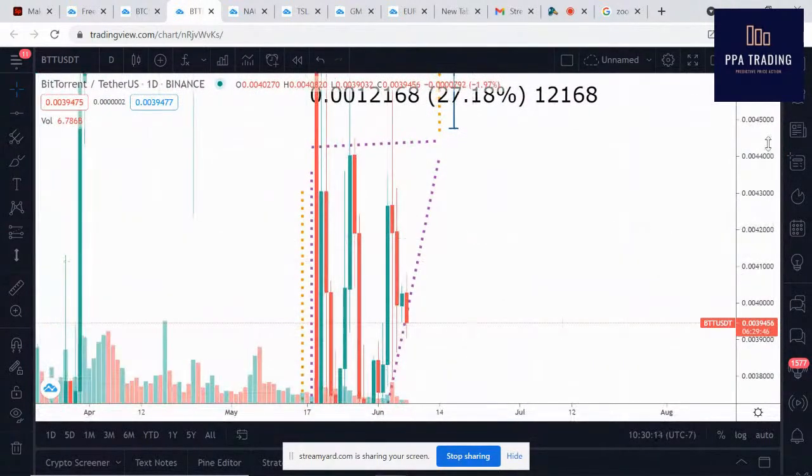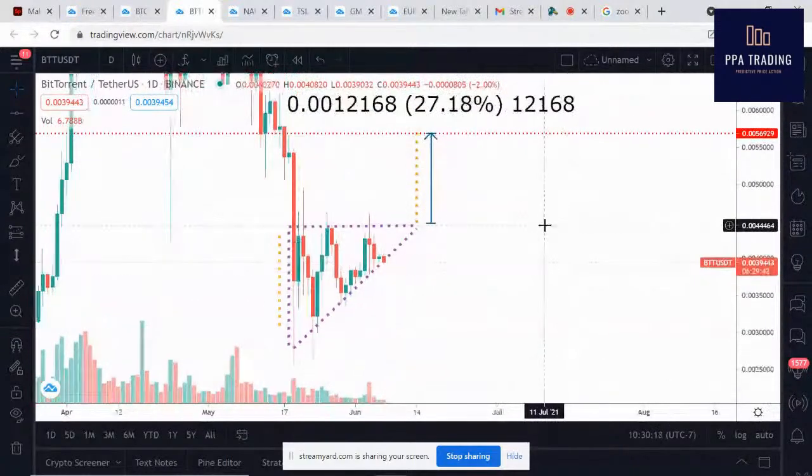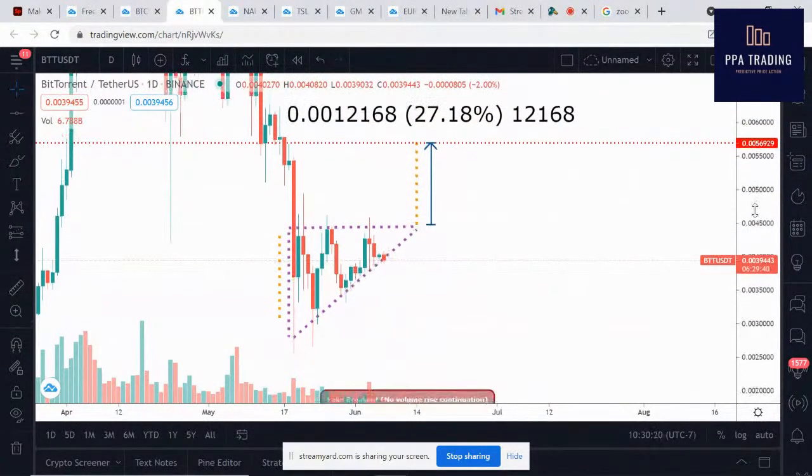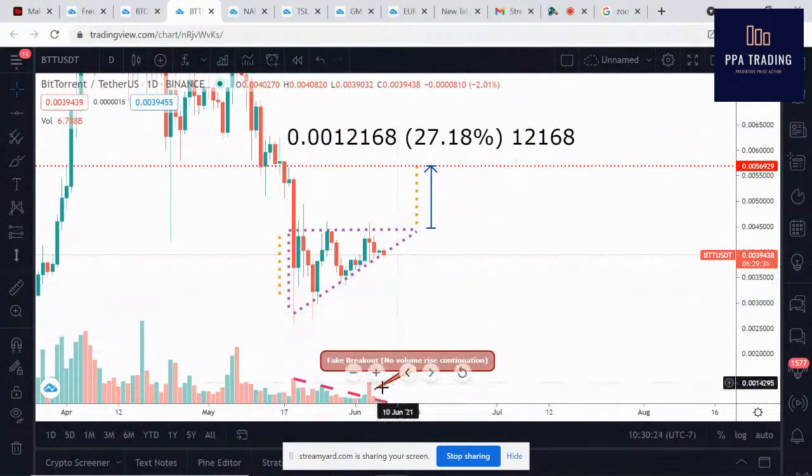All right, guys. Next one is BTTUSDT. So right here, you can see another similar pattern, ascending triangle, right? And what I want to show you guys is, as we spoke about the volume right here, you can see that there was a break of that resistance, but was there a continuation of volume increase? No, there was not. So we're going to go back in the triangle. You would put your stop loss, you would get back out. And then you would hope for this continuation of this pattern.